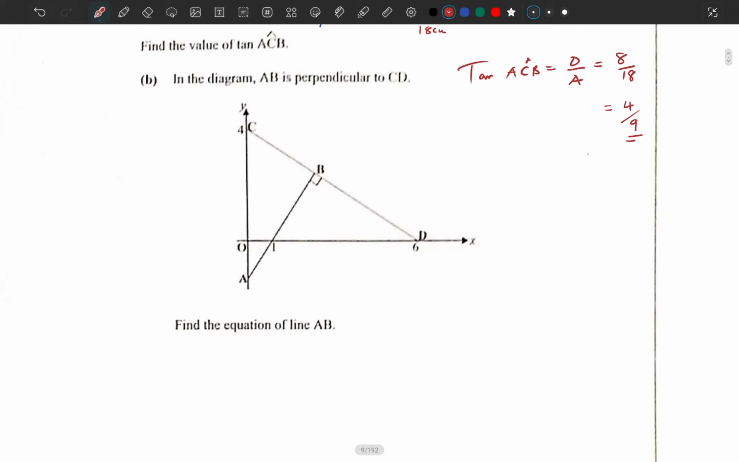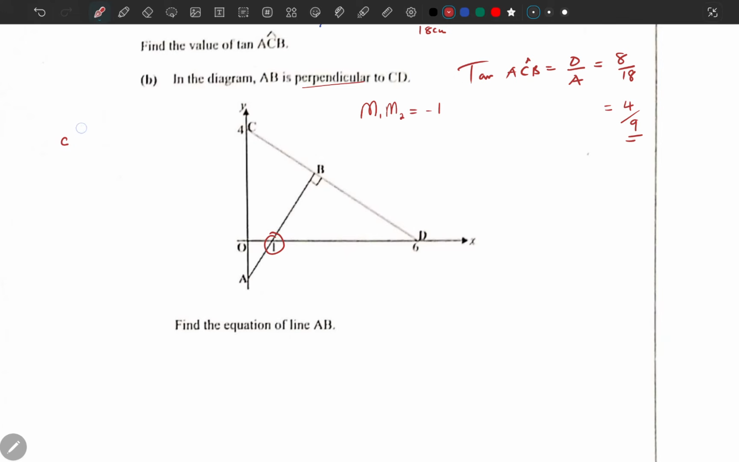Let's go to B. In the diagram, AB is perpendicular to CD. You hear the word perpendicular? This formula should click in your mind. Gradient of line 1 multiplied by gradient of line 2 should always give you -1. And because CD has its own coordinates, let's find the gradient. You know that here it's 1, right?